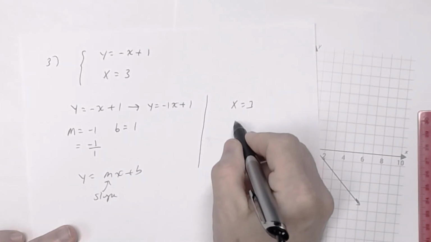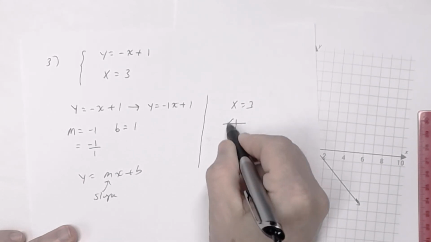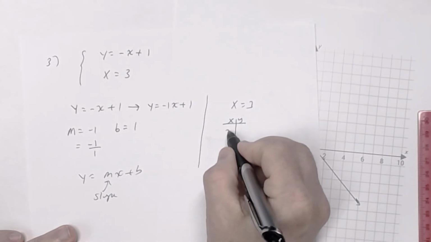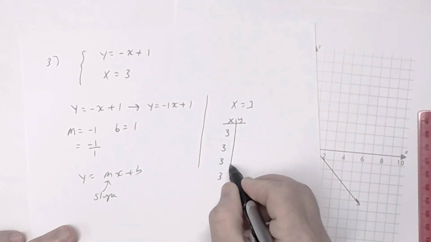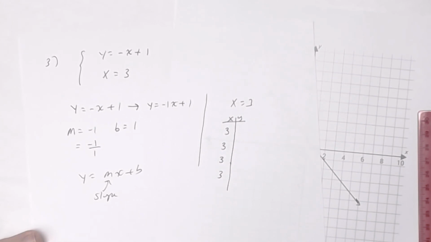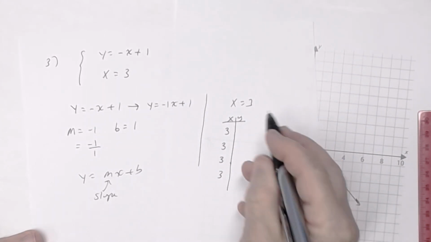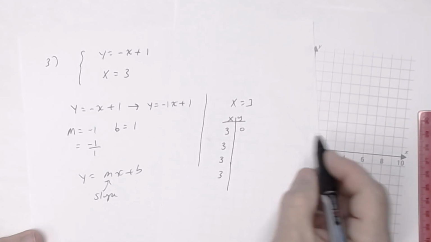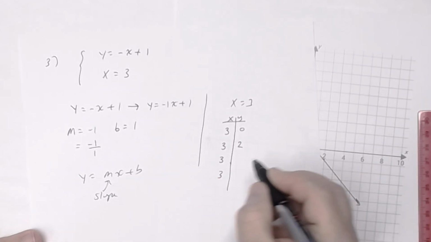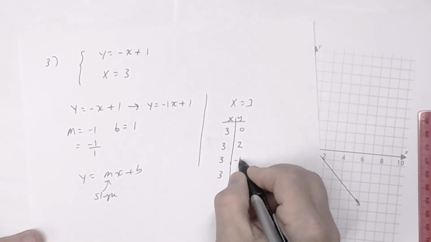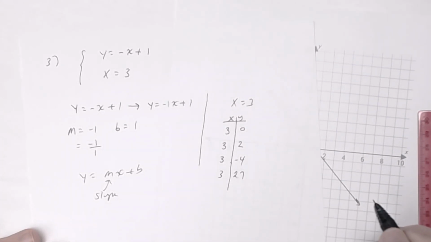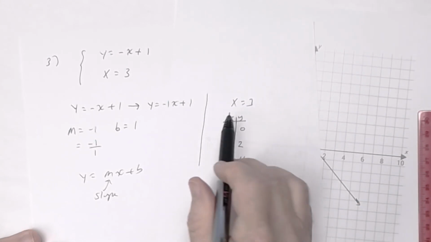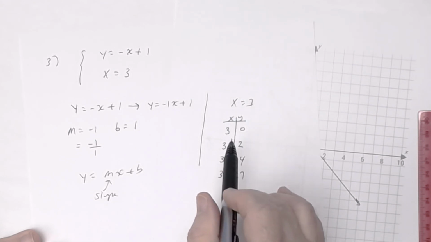So x equals 3, if I look at this in terms of a t-table, means that x is always equal to 3. That's what that means. X is always equal to 3, no matter what y is. So if y is 0, x is 3. If y is 2, x is 3. If y is negative 4, x is 3. If y is 2.7, x is 3. That's what that means. This is not slope-intercept form because there's no y.